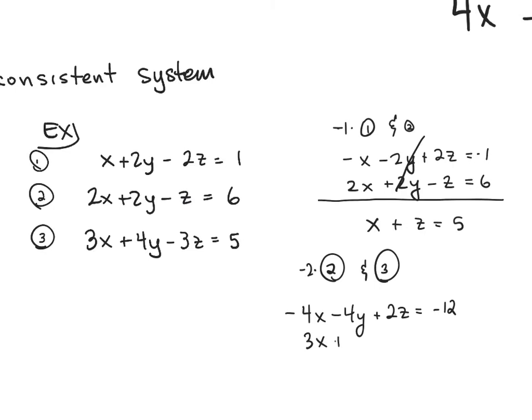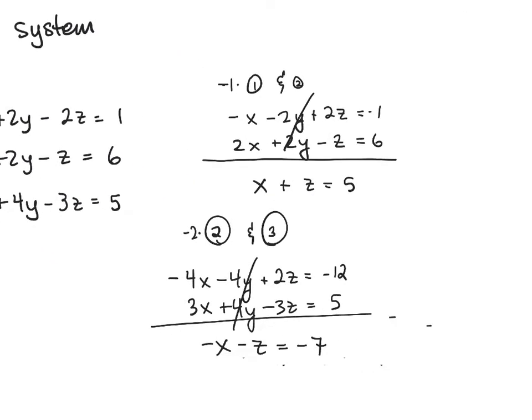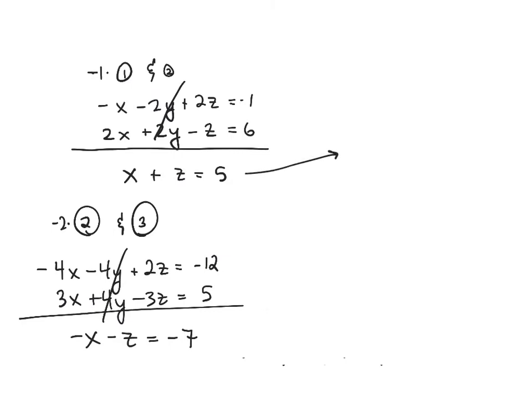And equation 3. When I eliminate here, y eliminates again, I get -x minus z equals -7. So now what I do is again, you take the results from step 1 and 2 and create a new system of equations.